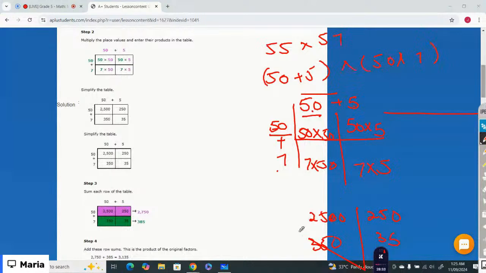So just add the numbers like this. 2500 plus 250 is 2750 and 350 plus 35 is 385, right? And then add these two numbers. So when you add these two numbers, 5 plus 0 is 5. 8 plus 5 is 13, 3, 1 carry. 7 and 3 is 10, 1 is 11, and 1 carry, 3. That is 3135. So the correct option is 3135.